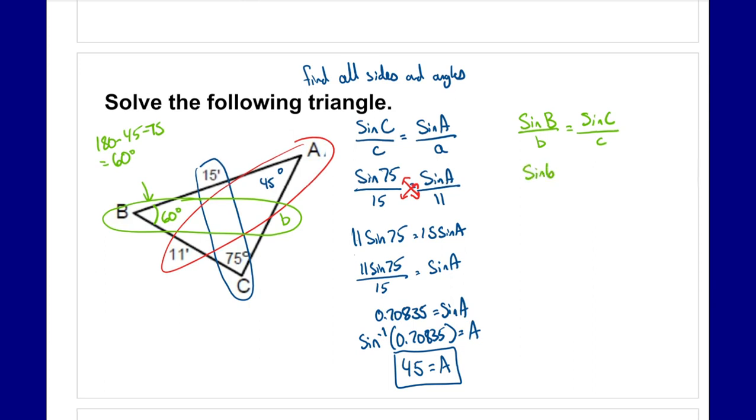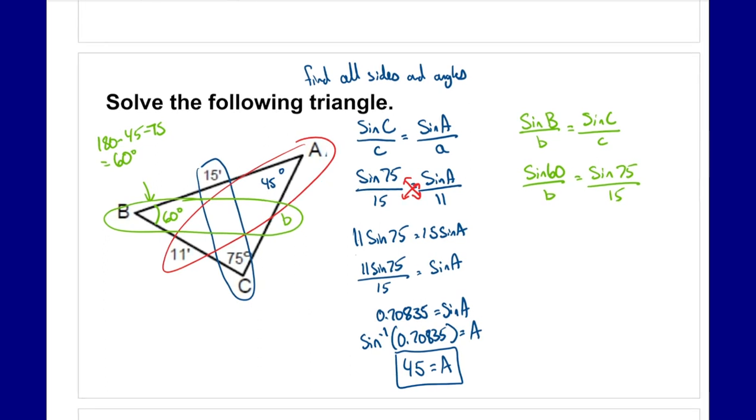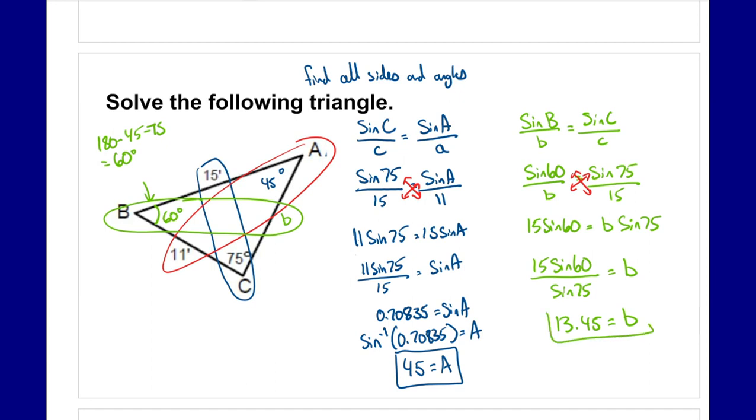So sine B, or sine of 60, is equal to little b over sine of 75 divided by 15. The first step is to cross multiply. So we get 15 sine 60 equals b times sine 75. I want to move the sine 75 over. So 15 sine 60 divided by sine 75 is equal to b. And now this is just one calculation, so you don't have to do anything special. You don't have to do any inverses here when we're trying to solve for a side length. We should get 13.45 equals b, or little b or side b.